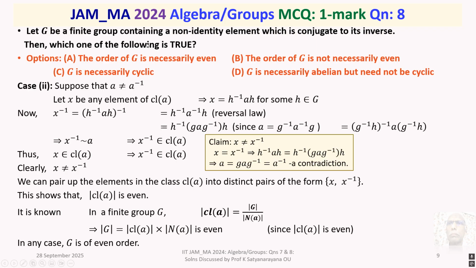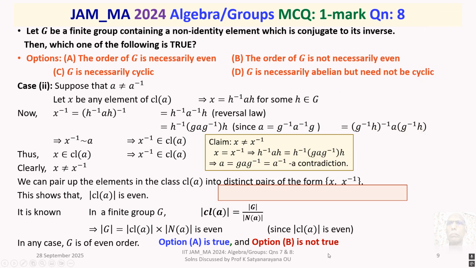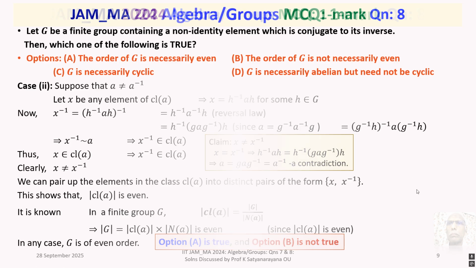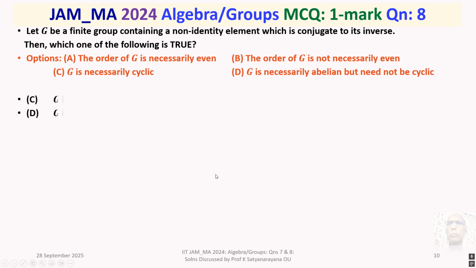So this proves option A and this disproves option B. So option A is true and option B is not true. The answer to this question is option A only. I will show you options C and D in the next slide. We go for options C and D.